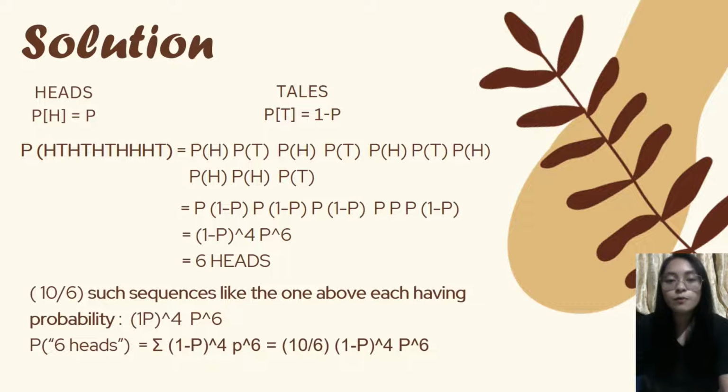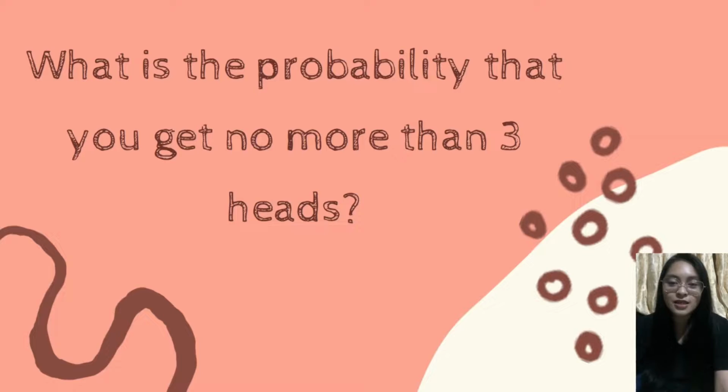So I repeat, the probability of getting 6 heads is 10 choose 6 times (1 minus p) to the 4 times p to the 6, where (1 minus p) to the 4 times p to the 6 is the probability of exactly one sequence that has 6 heads, but there are 10 choose 6 such sequences that have exactly 6 heads, each having the same probability. So if you were to add those probabilities together, you get the total probability as 10 choose 6 times (1 minus p) to the 4 times p to the 6.